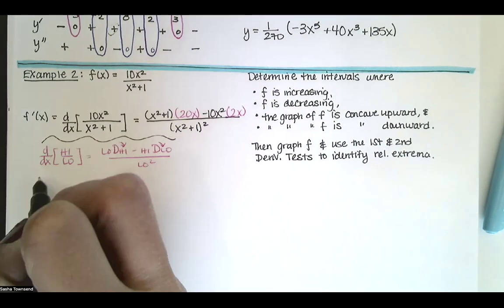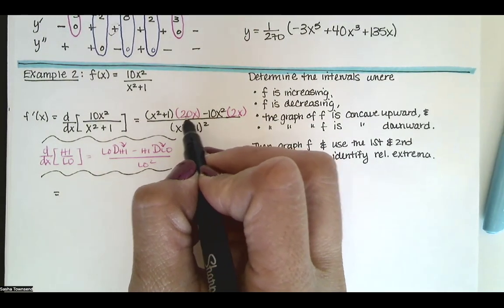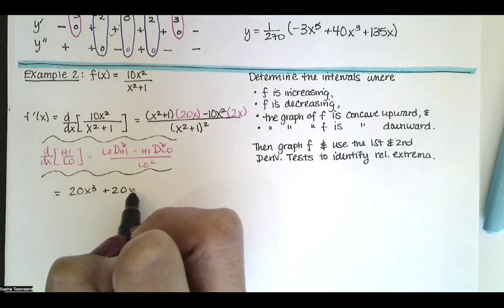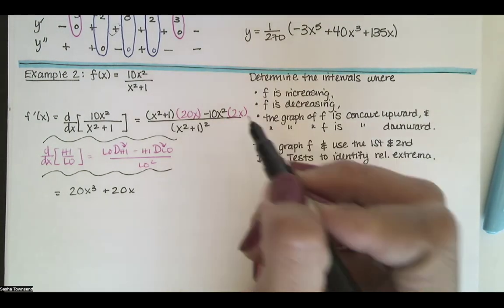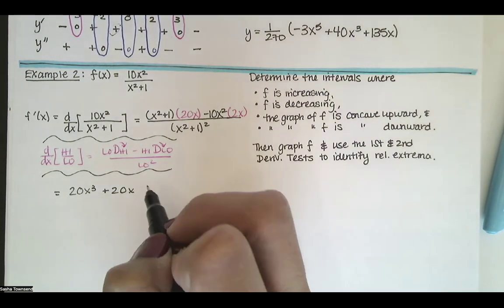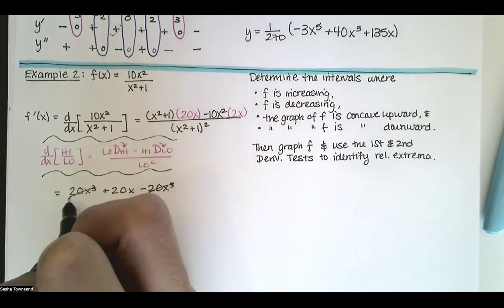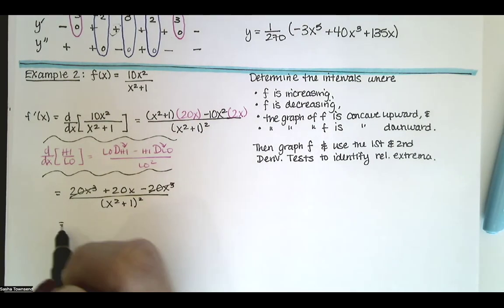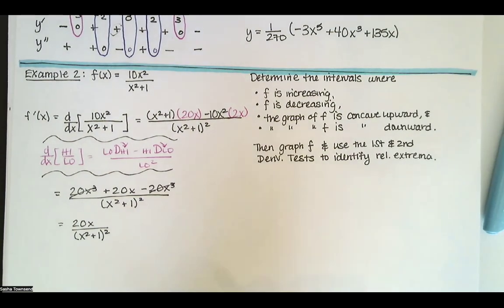Now, if we simplify that, we've got 20x times x squared is 20x cubed. Plus 20x, because 1 times 20x is 20x, minus 10 times 2 is 20, x squared times x is x cubed, so minus 20x cubed. So those reduce, and then we're dividing by x squared plus 1, quantity squared. So f prime is just this 20x divided by x squared plus 1, quantity squared.